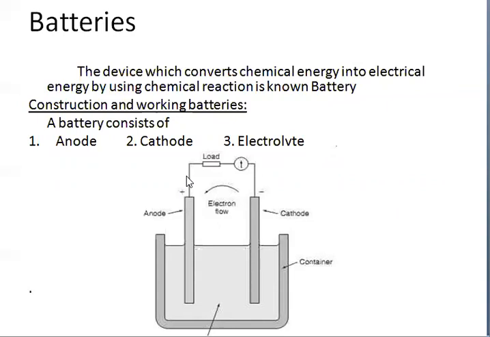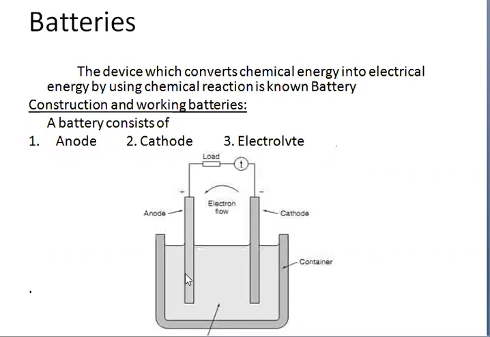This is the anode, which is represented by positive, and this is the cathode, which is represented by negative, and this is the electrolyte. That means here we will place some acid, so the electrons will flow from negative to positive, so that the current will flow from positive to negative.